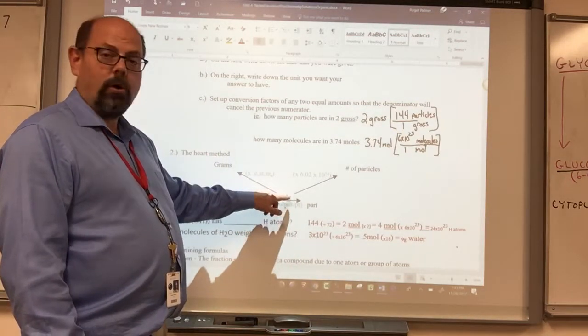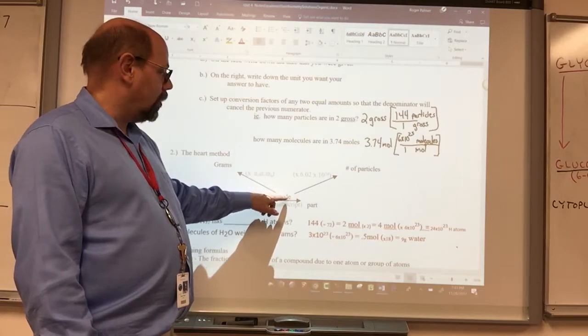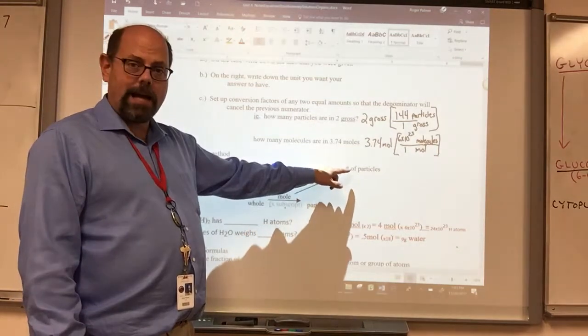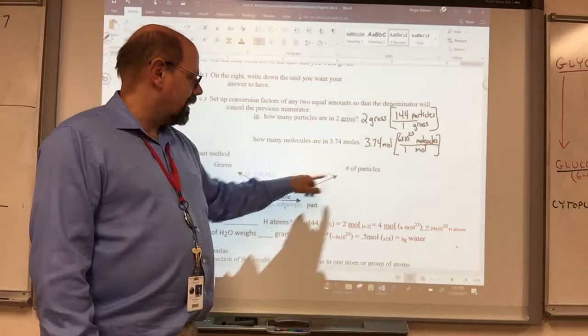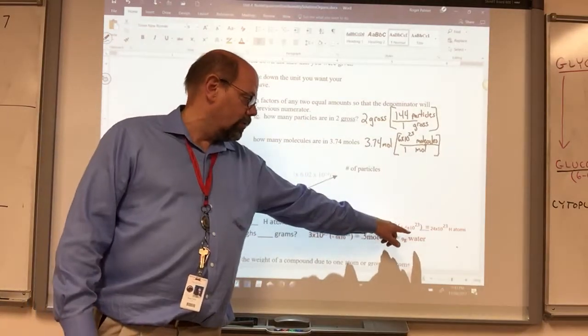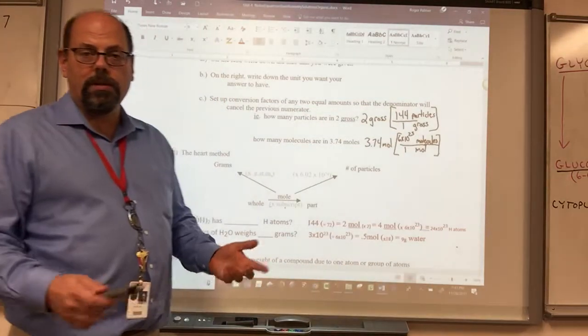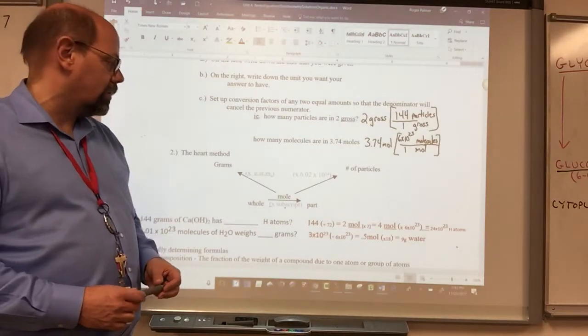Okay, I'm back here still at moles though, but I want to get to the number of particles of hydrogen, or actual atoms of hydrogen. So I'm going to go along this arrow and it says multiply by 6.02 times 10 to the 23rd. So I take 4 times 6, that's 24 times 10 to the 23rd.